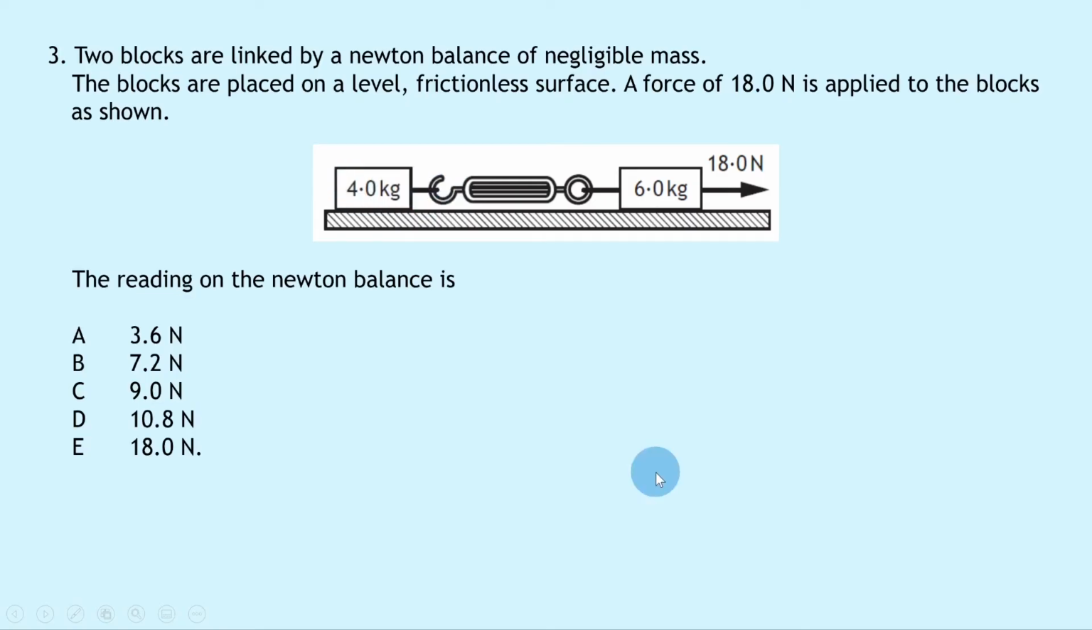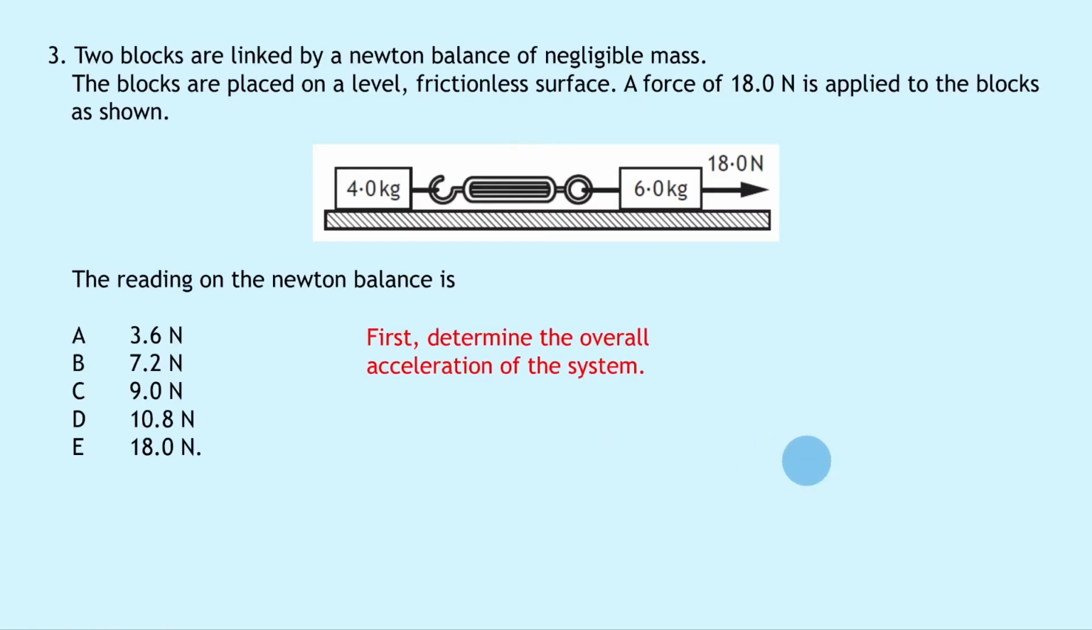block. So the strategy for this is that we first need to determine the overall acceleration of the system. So we're going to use F equals ma once to do this, and then we need to use F equals ma again in order to find the reading on the Newton balance. So using Newton's second law, F equals ma, we're trying to find the overall acceleration of the system first of all. So we have a equals F over m. Substituting in the numbers, we have 18 newtons applied to the system, so that's 18 divided by 6.0 plus 4.0, which is the mass of the whole system, i.e.